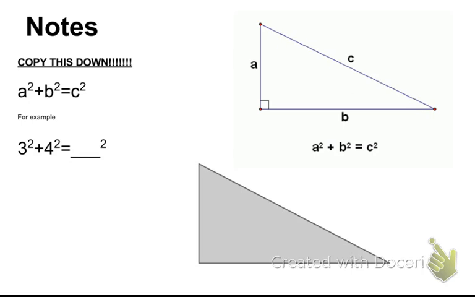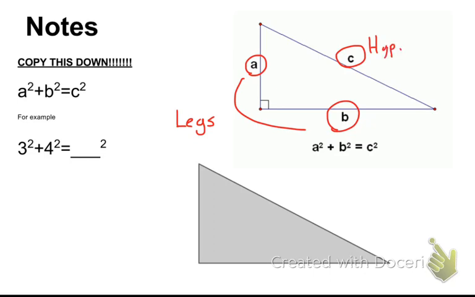And this is the Pythagorean theorem: a squared plus b squared equals c squared. You need to copy this down big time. If we have side a and side b, they are both referred to as legs. And c here is referred to as the hypotenuse. Fancy long term, but it basically means the longest side in a right triangle.